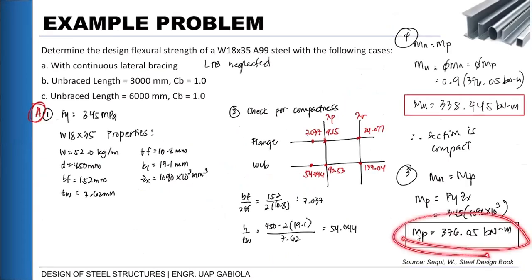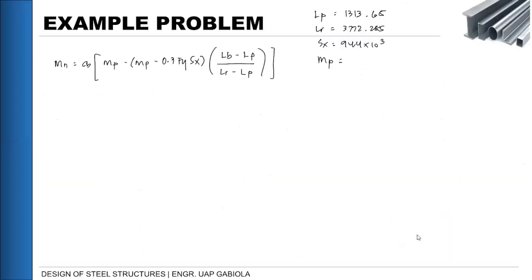Ito, 376.05. So, ito is 376.05 kilonewton meter. So, para maging Newton mm, 376.05 times 10 to the 6 Newton mm. Kasi kailangan uniform yung ating units. Okay, so dito CB natin is 1.0 as indicated sa problem.